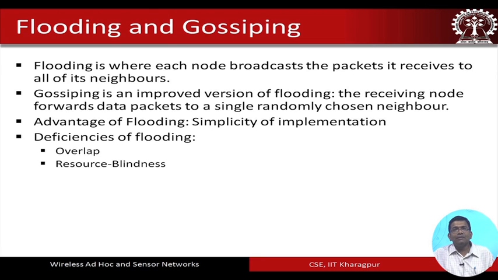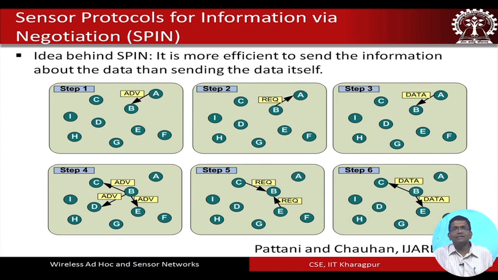But there are different limitations of flooding or flooding based approaches like gossiping. There is overlap of data, and flooding based approaches are resource blind. They will simply keep on forwarding data to the neighbors without taking into consideration whether the nodes have sufficient resources available with them or not. So, this kind of solution is not very ideal for use in sensor networks. We need something better. So, what is this better? The SPIN protocol came to our rescue.